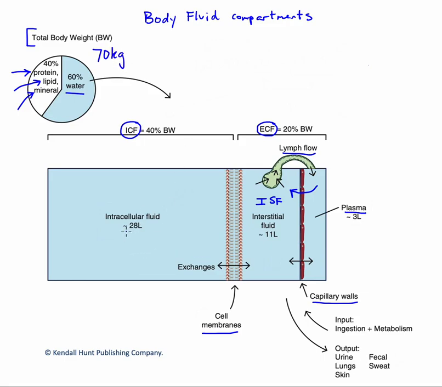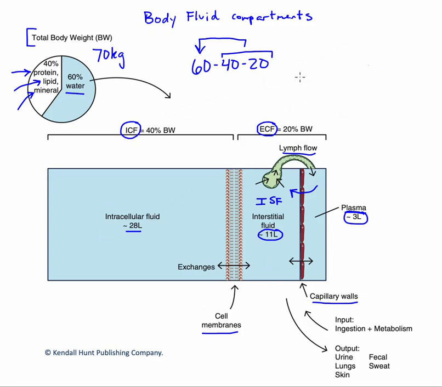Now, with this scenario, if we assume a 70 kilogram person here, what we would find is that our 40% would equal 28 liters, and our 20% would equal 14 liters, 11 of which would be in the ISF, and 3 of which would be in the plasma. So we end up with what we call the 60-40-20 rule, right? 60% of us is water, 40% of that is in the ICF, the other 20% in the ECF. Of course, those two added together give us the 60%.